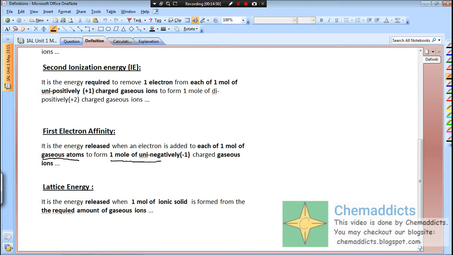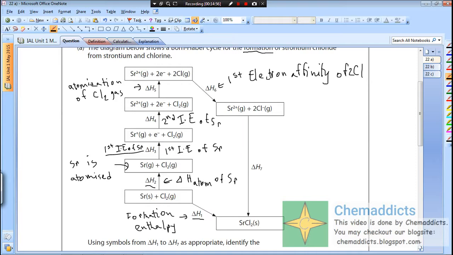Here 1 mole of uninegatively charged gaseous chloride ions is formed. Okay, so let us match this with the definition. In the definition we have 1 mole, and here we have 2 moles of chlorine. So 2 moles of gaseous chlorine atoms have received 2 electrons to form 2 moles of uninegatively charged gaseous chloride ions. So that is why this should be the first electron affinity of chlorine.